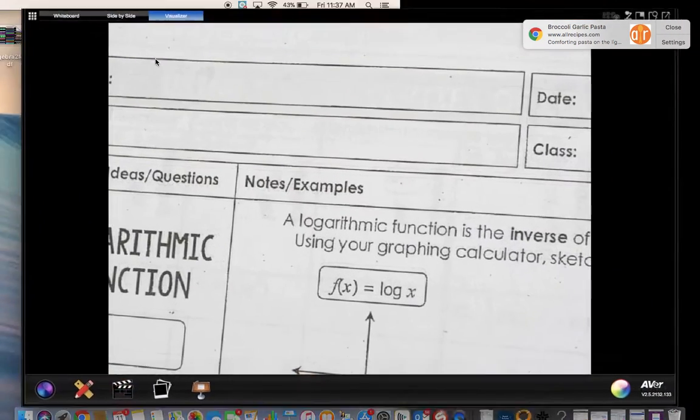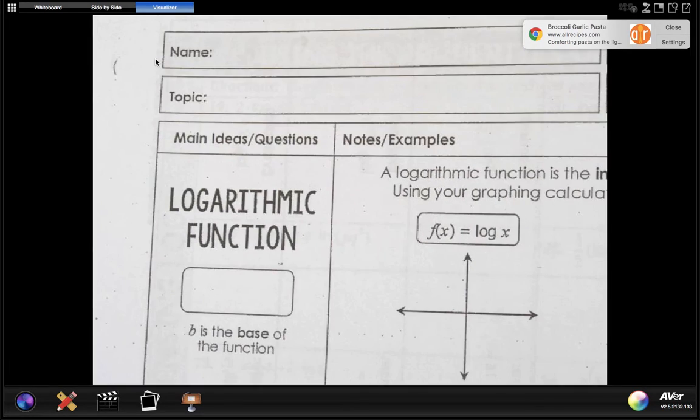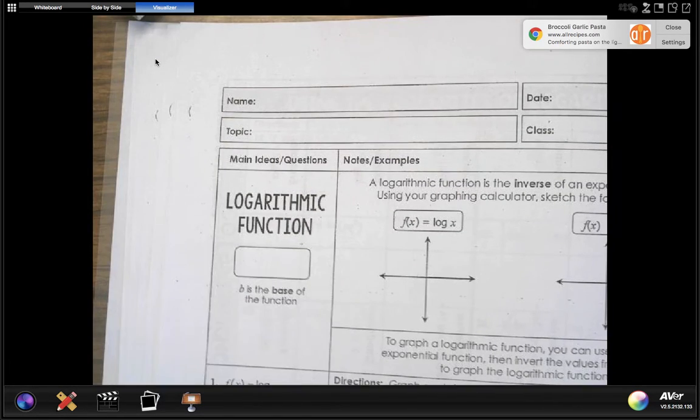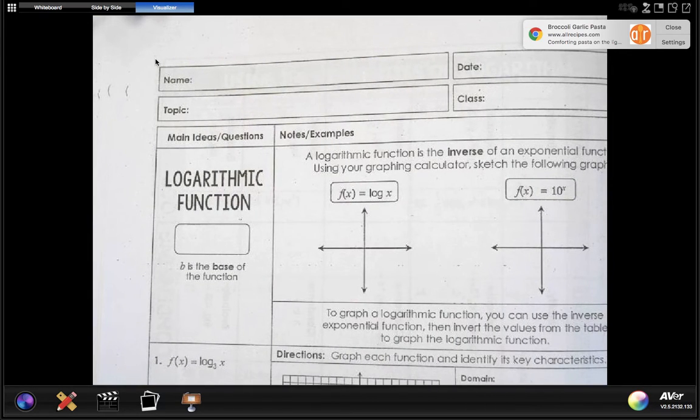So go ahead and skip a page in your book to logarithmic functions. We're going to be graphing them today. And so I'm going to show you how in your graphing calculator to type in logs when you graph them.